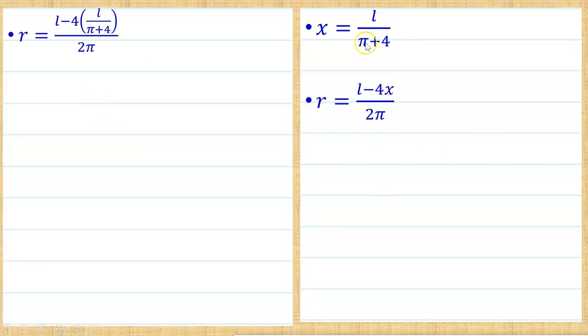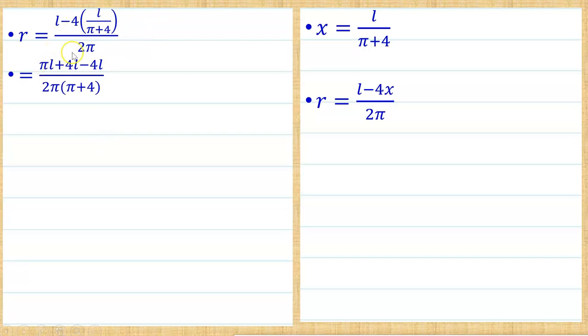Okay, now see this here. We have been given the values of x and l, x and r. Now what is r equal to? r is equal to l minus 4x upon 2 pi, and what is the value of x? Here we substituted the value of x. r is equal to l minus 4x, but what is x? x is l upon pi plus 4, upon 2 pi. Again we will simplify this, pi plus 4 into l.